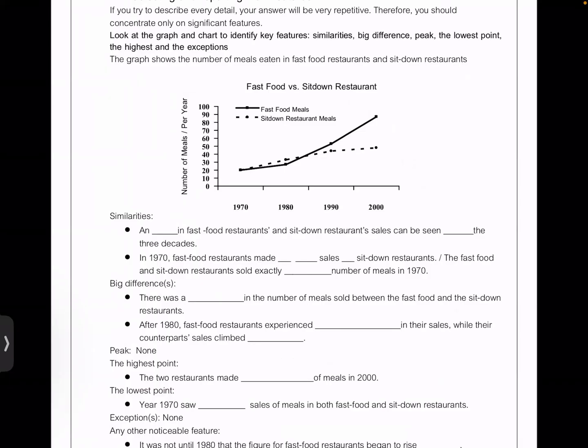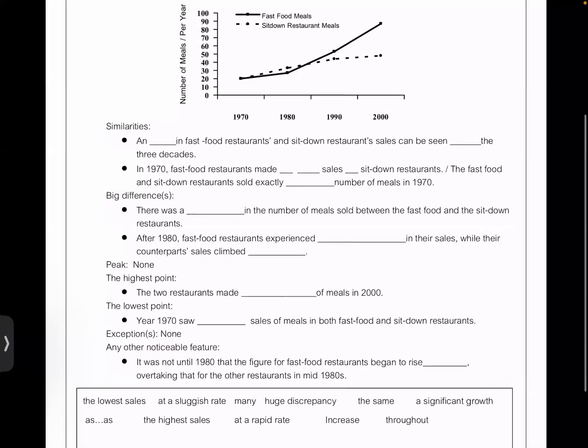So this graph here shows you sales figures in two different businesses. One is fast food, a restaurant serving fast food, and the other is a more classic, more expensive place to eat, a sit-down restaurant. Right. So to highlight the key features, you can follow this guideline here. First, you can look for similarities.